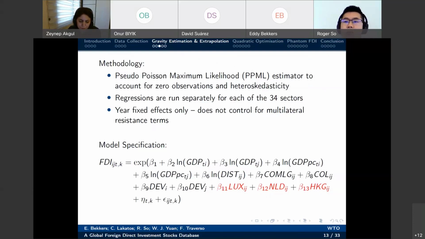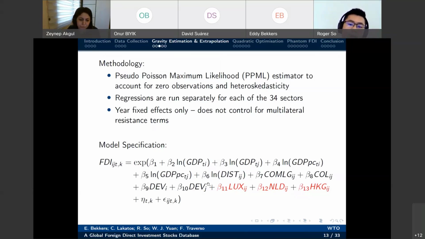the original 2004 paper. But we have decided to include 3 additional country dummies specific for Luxembourg, the Netherlands, and Hong Kong. And the reason for their inclusion is that they are very popular investment hubs, and these 3 economies pose by far the biggest distortions in our database. And we can significantly improve our goodness of fit by separately accounting for them using country dummies.